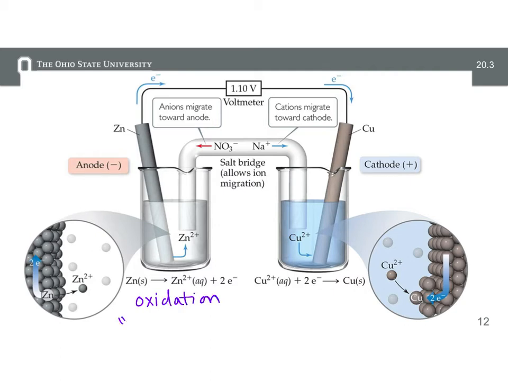A good way to remember this is an-ox. So at the anode, we have oxidation. On the right-hand side, we have reduction, so we're gaining electrons. And a good way to remember this, so this is at the cathode, we have red cat. Okay. So oxidation occurs at the anode. Oxidation occurs at the anode. Reduction occurs at the cathode.